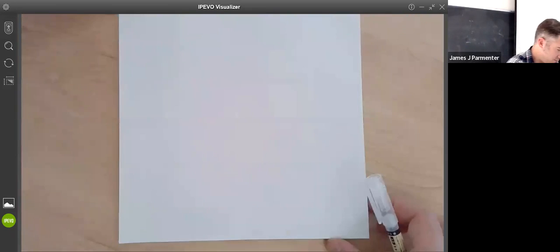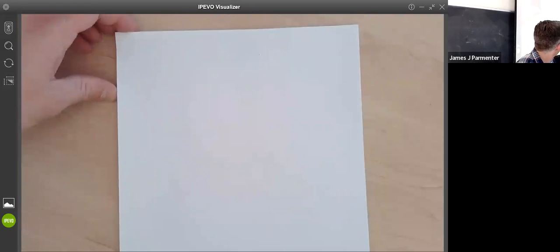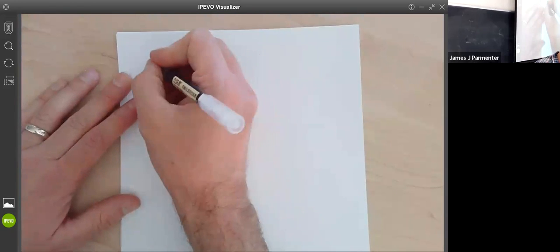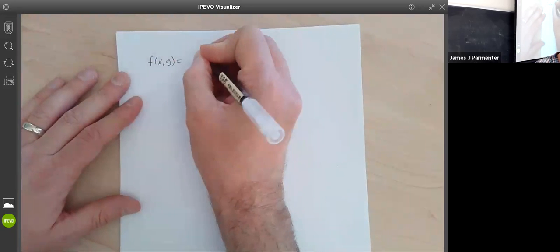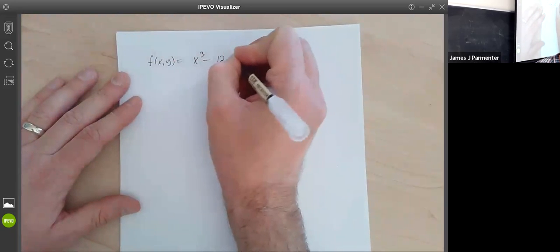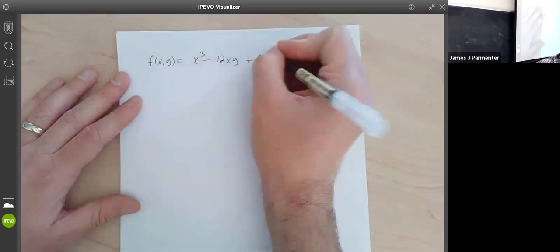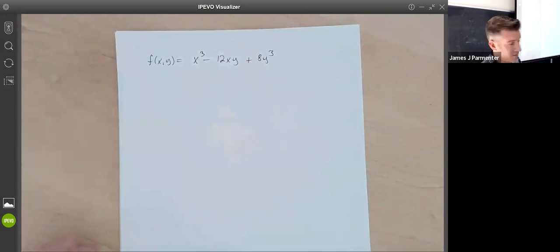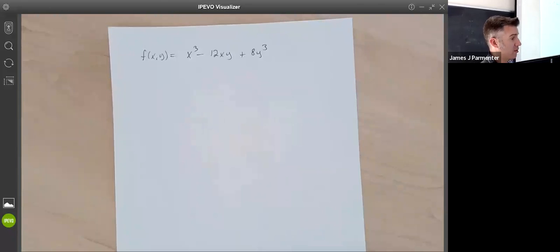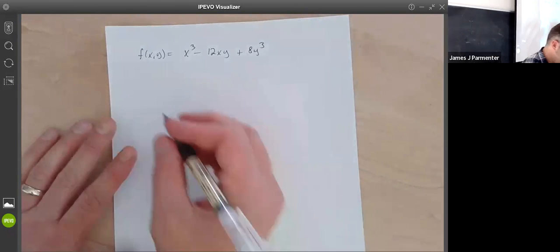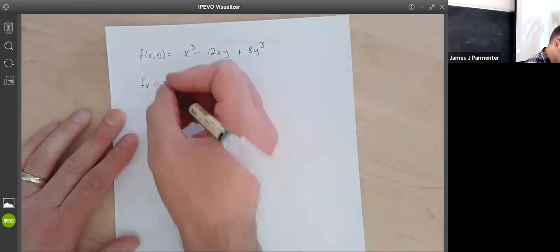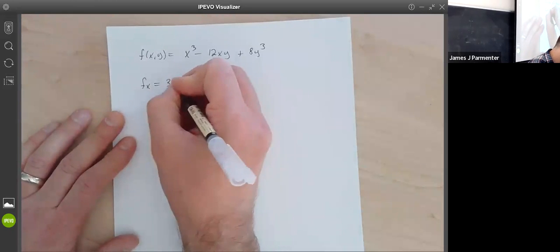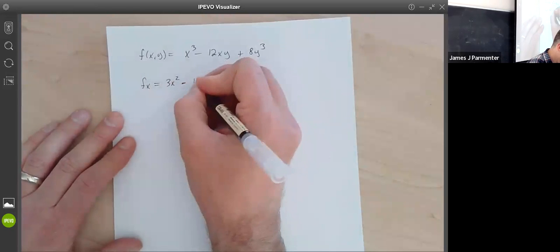Let's look at this example. Let's look at f of x, y equal to x cubed minus 12xy plus 8y cubed. This one's definitely a little bit harder to find the critical points. The beginning is the same thing. We're going to find the partial derivatives. Fx is going to be 3x squared minus 12y.